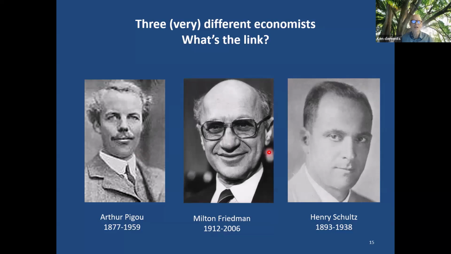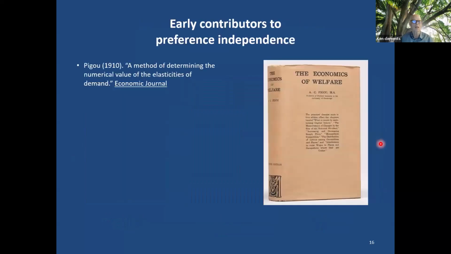Second economist here is Milton Friedman, arguably the most influential economist in the past 100 years. And here we have Henry Schultz, not Theodore Schultz, who went on to win a Nobel Prize, but Henry Schultz, who was at Chicago in the early days. Now, the link between these three is they all contributed to preference independence ideas.